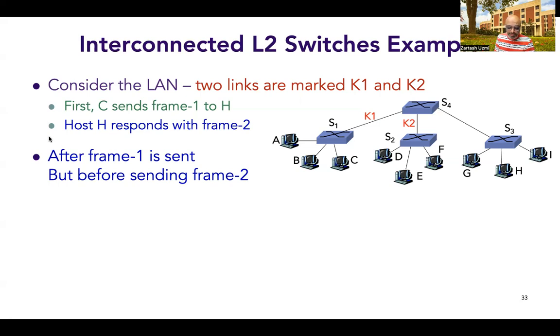That means that the first frame which C sent, frame 1, has been broadcast throughout the network. Everyone has received that. G will keep it. Everyone else will drop it. They will match the destination MAC address with their own MAC address. G will do the same thing. It will say, that destination is mine, so it will keep it. The others will say, the destination is not ours, so we'll just drop it.